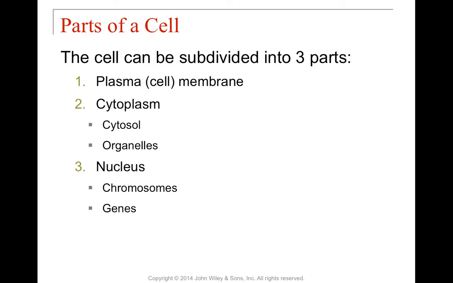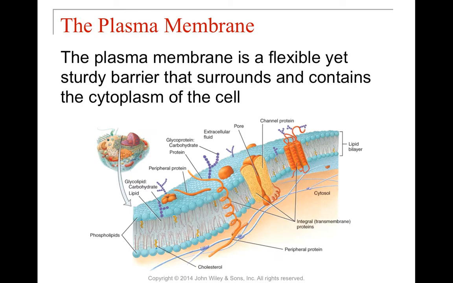All right, so again, I've talked about the different regions now. We've talked about the plasma membrane. Talk about the cytoplasm, which again contains the cytosol, or the liquid portion, and the organelles, and then we'll talk about the nucleus. So first, let's focus on the plasma membrane. So plasma membrane is very unique.